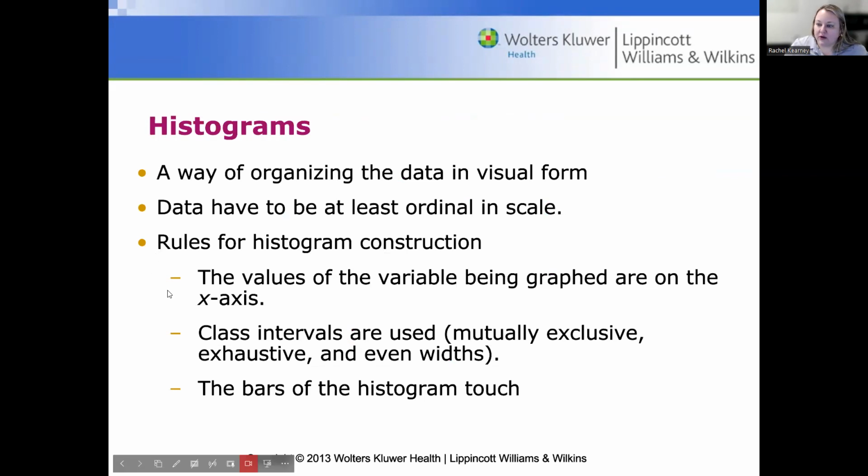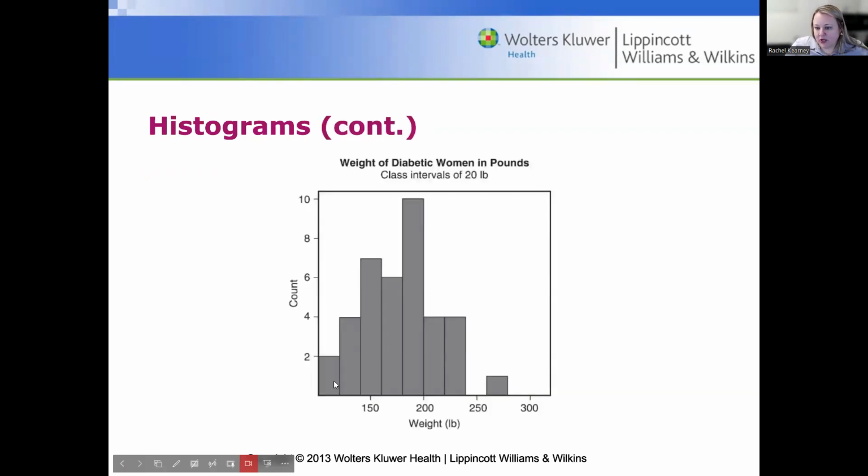Histograms are another way that we visualize data, and data have to be at least ordinal to use a histogram. In a histogram, the values of the variable are on the x-axis, and class intervals are used. The bars of the histogram touch each other. You can see this is also how many. This is the same data set. Actually, this is a different data set, sorry.